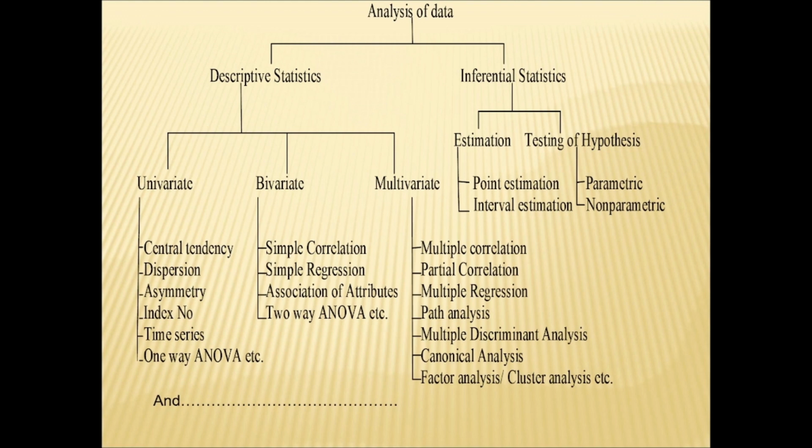Bivariate analysis, sample regression, between two variables, then association of attributes, ANOVA, etc. Then multivariate analysis, we have multiple correlation, partial correlation, multiple regression, or path analysis, and other things that will be there. Now, these are the descriptions of the data what you have got either through primary sources or secondary sources. Then you know the nature of your data.